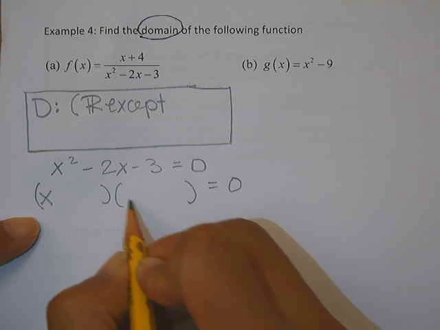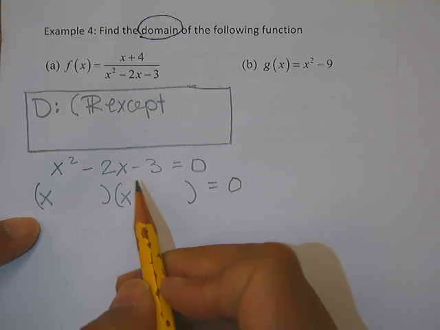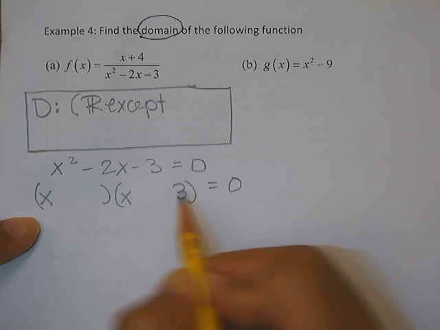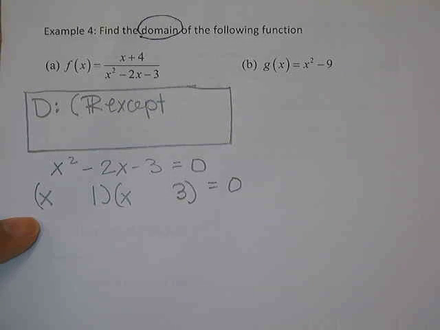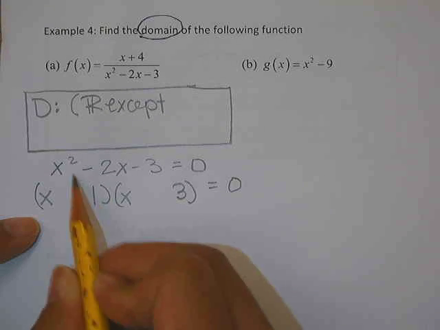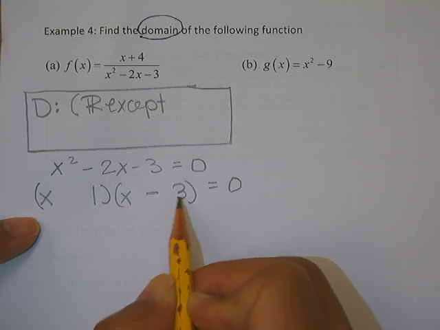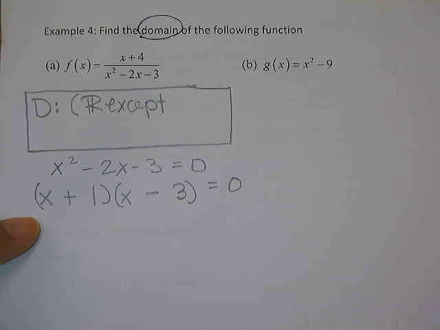It's, let's say, x times x, so it will give me x squared. I'm going to need to have a factor of 3. So 1 times 3 is 3. And I need to have a negative in the middle, so I know this has to be negative and this has to be positive. All right, let's check.